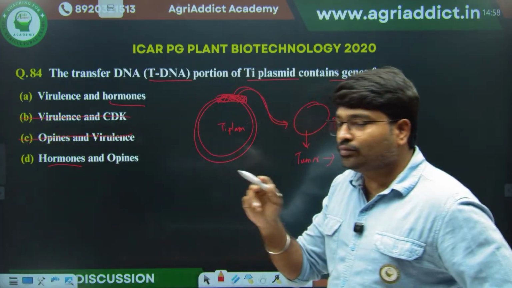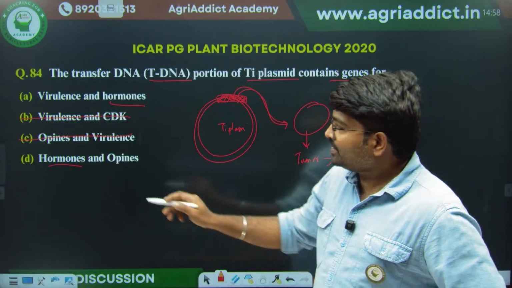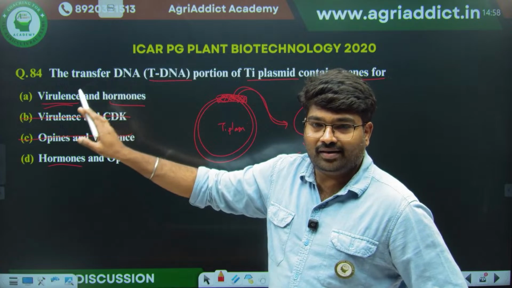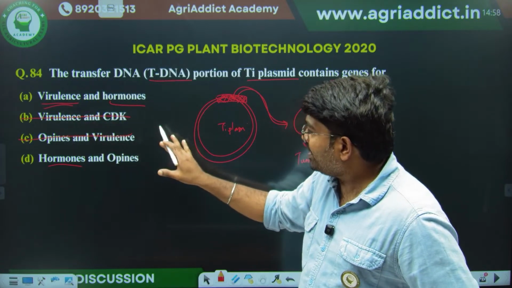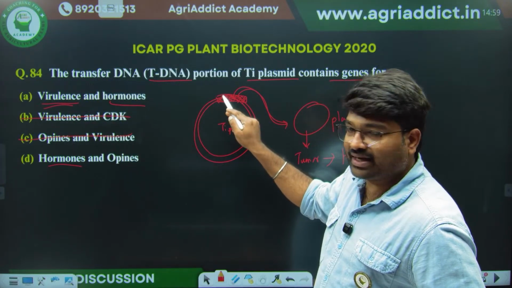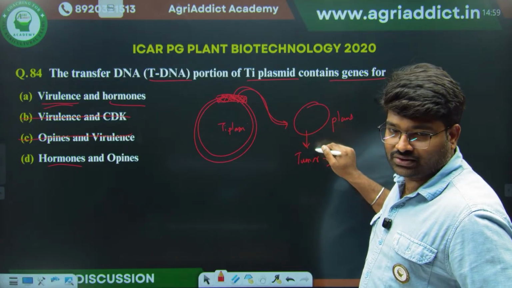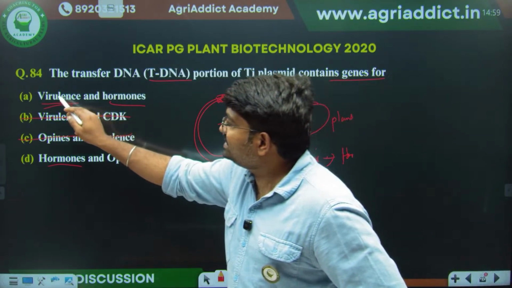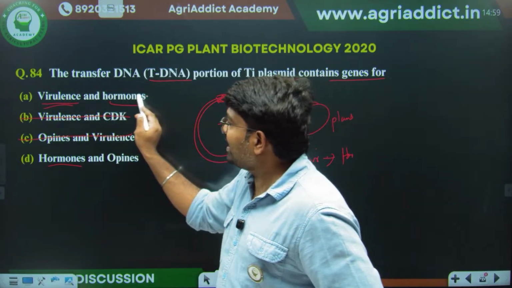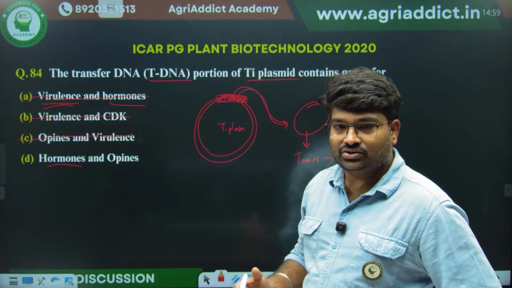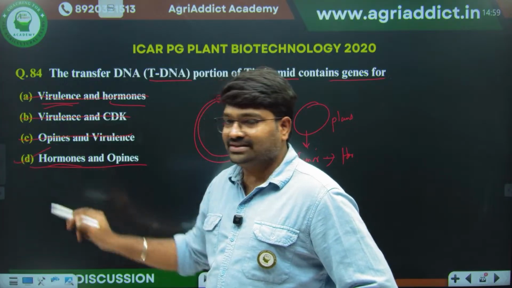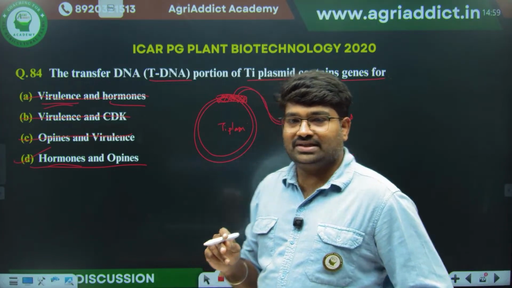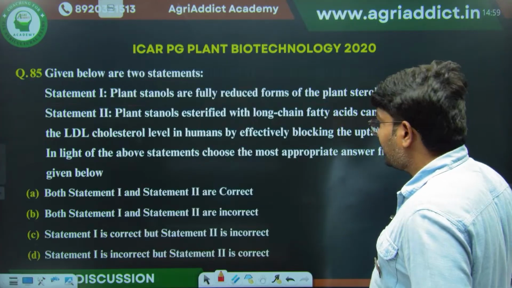Then another most important thing, virulence genes. This virulence gene in class itself I told. Virulence gene function is what? Only for helping in transferring the tDNA into the host. That will not be integrated in the plant genome, so this will not be present in the tDNA region. So wherever virulence is coming, that is also a wrong answer. So opine catabolism genes and hormone genes will be there in the tDNA region. I hope this is clear.